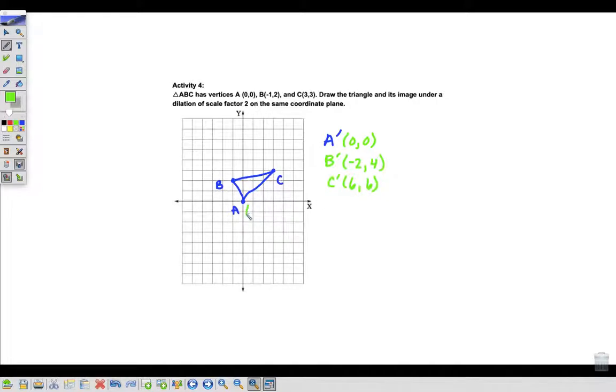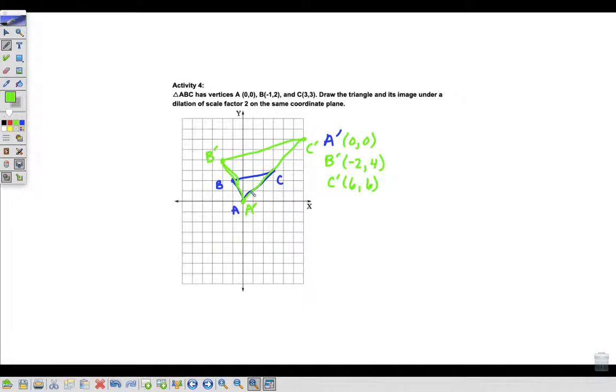So A prime will be at 0, 0, so I can just label right next to that since we already have a point. B prime I have -2, 4. Then C prime I have 6, 6, 1, 2, 3, 4, 5, 6. And that'll be C prime. So now I have my figure.